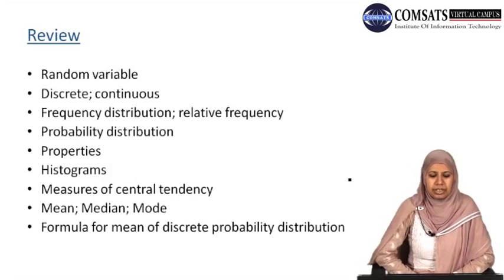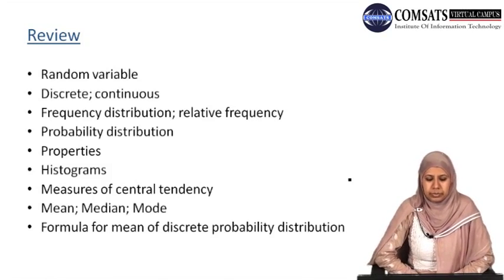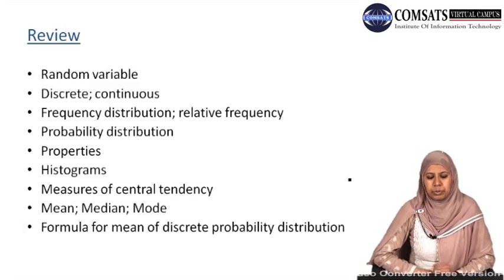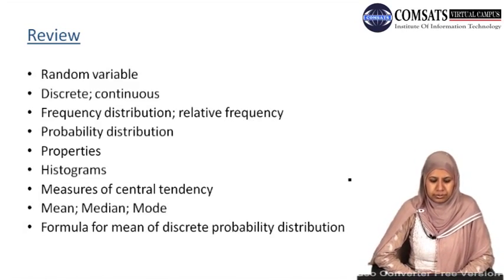In our previous lecture we have studied the random variables and the types of random variables, as the discrete and continuous random variables. Then we have seen the frequency distributions and how we can find the relative frequency. Then we have defined the probability distributions, and these are actually the relative frequency of the random variable. Some properties of the probability distribution are the same as the properties of a probability function.